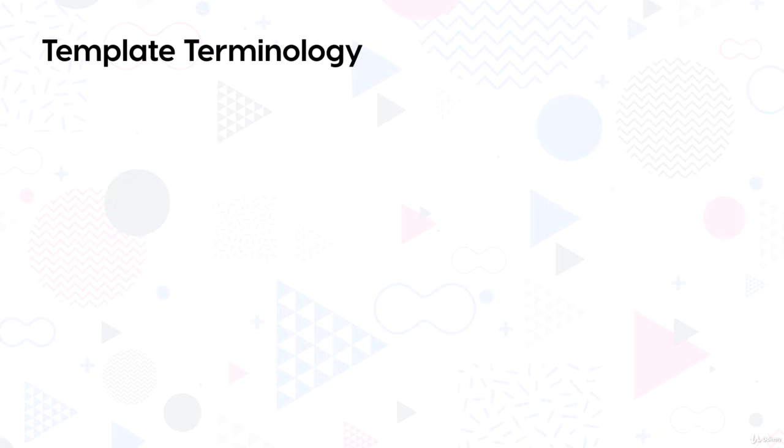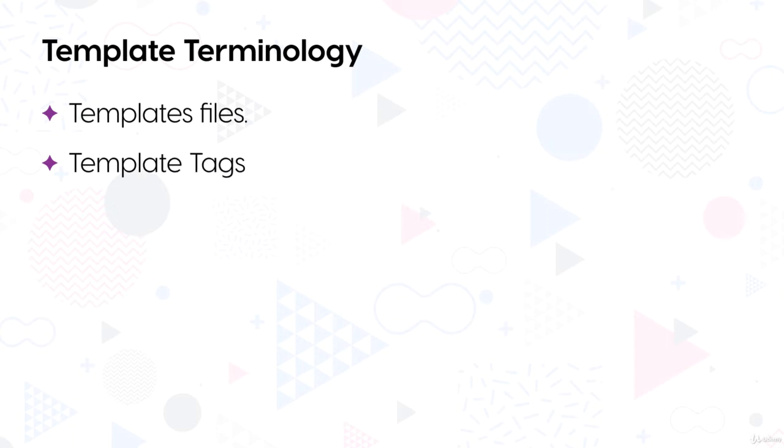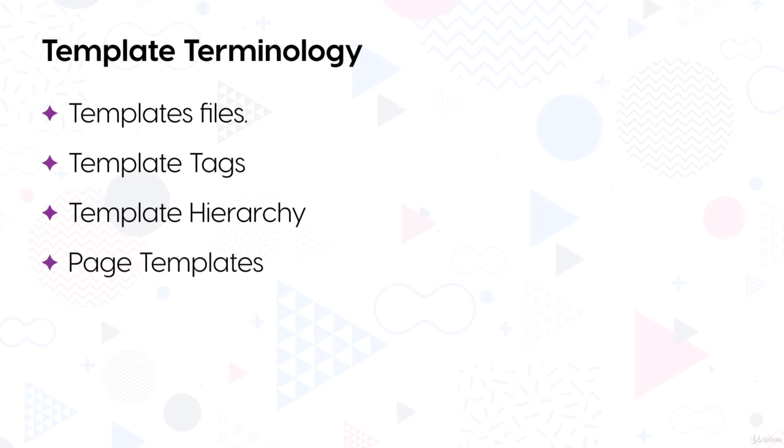So the word template can be used in different contexts in WordPress. It can refer to template files, which are files in your theme that construct the markup for your WordPress pages. And we also have template tags, which are functions that are used to pull another file or some data from the database. And template hierarchy, which refers to the logic that WordPress uses in order to decide which template file to use depending on your requested URL. And finally we have page templates, and we will discuss this later in the course.